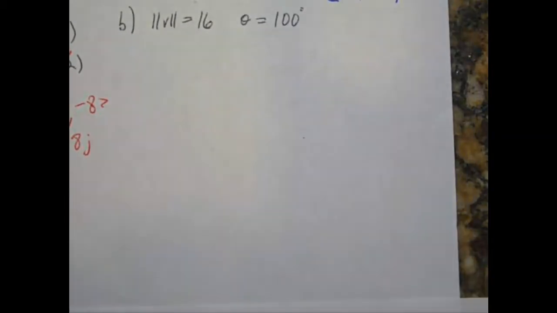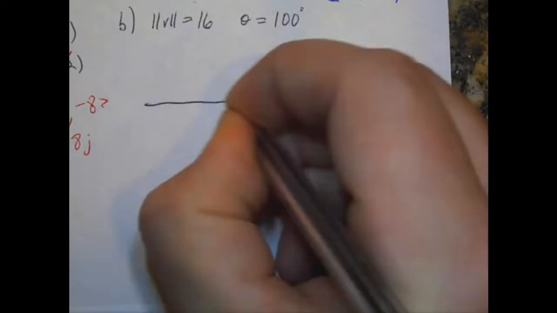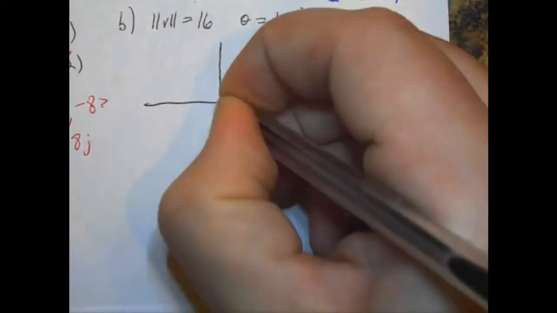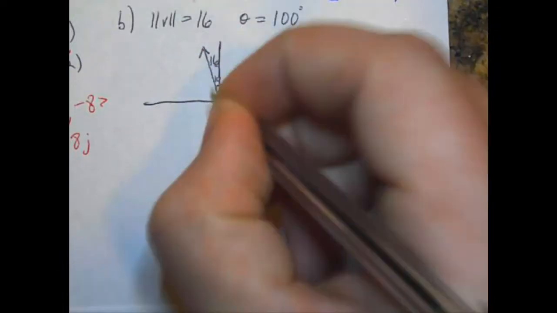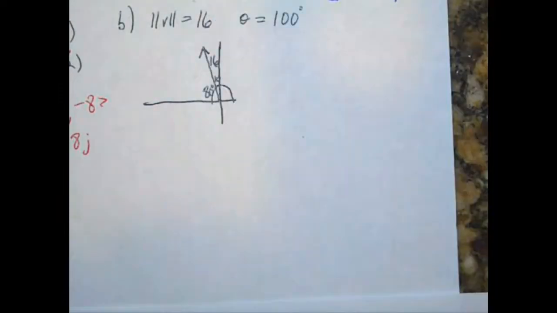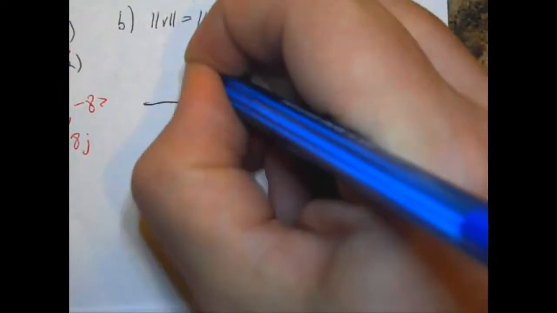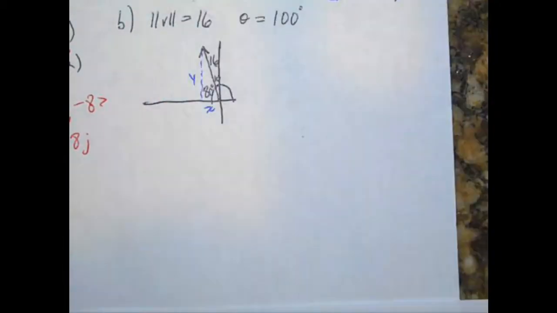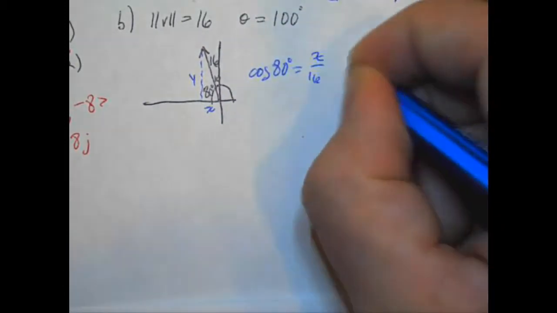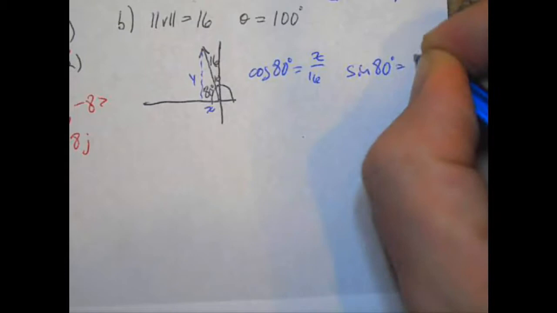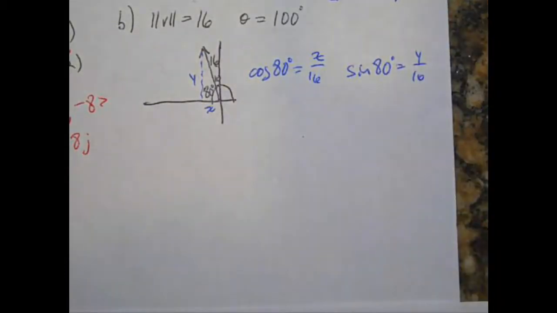All right, so again, magnitude is 16. 100 degrees is in my second quadrant. Something-ish like that. I know this is 16 units. And if this is 10 degrees, then this is 80 degrees. And I can draw my triangle to figure out how far in the x and y direction we went. So again, cosine of 80 degrees is x over 16. Sine of 80 degrees is y over 16. So one more time, enter in my calculator.